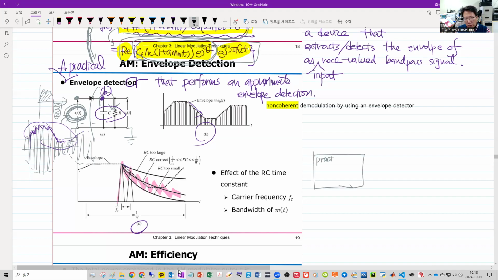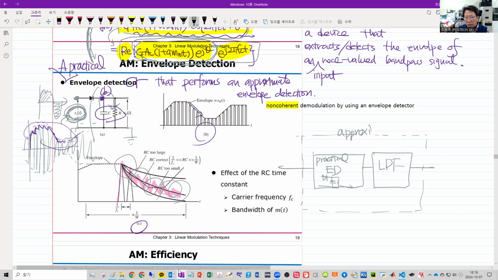So a practical envelope detector based on the diode and RC. What do we need? We need probably a low pass filter because we want to remove this kind of zigzag, very fast varying component. So this would serve as an approximate envelope detector. Okay, so this is, let me say, this is what? Diode.